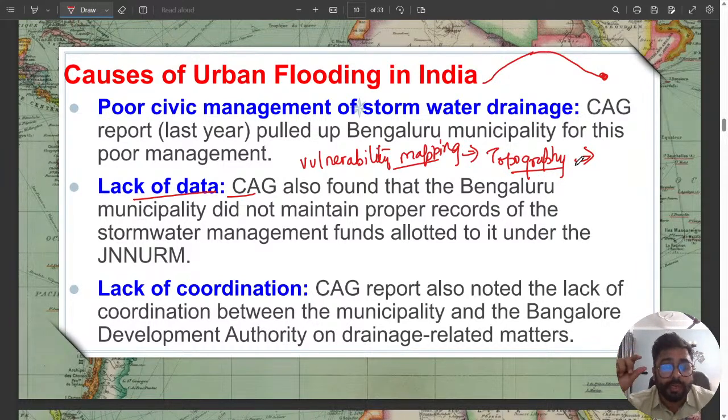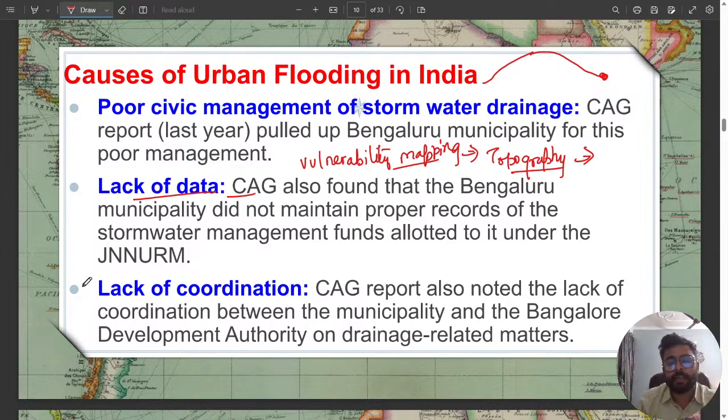So according to a CAG report, there is a lack of coordination between the municipalities and the local authorities. Because of this lack of coordination between different tiers of the government, and between different ministries and departments, there is one more reason for the problem of flooding.